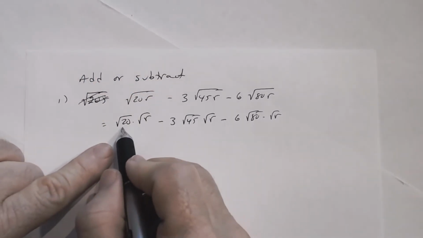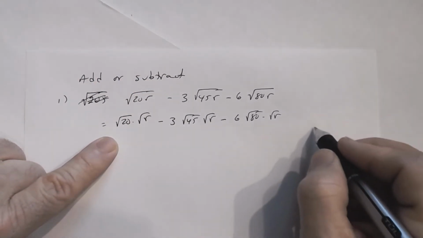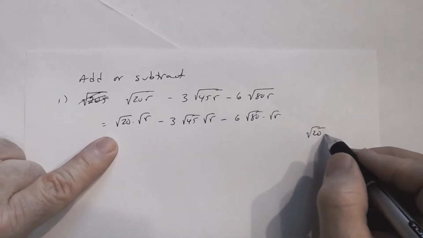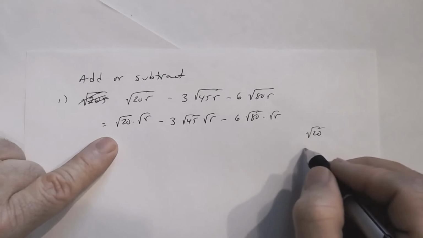Now, you need to see if you can simplify the square root of 20. So go off to the side and do that. Just do that here. Square root of 20, I can simplify. Let's think about what that is. The 4 is the largest perfect square that goes into 20.